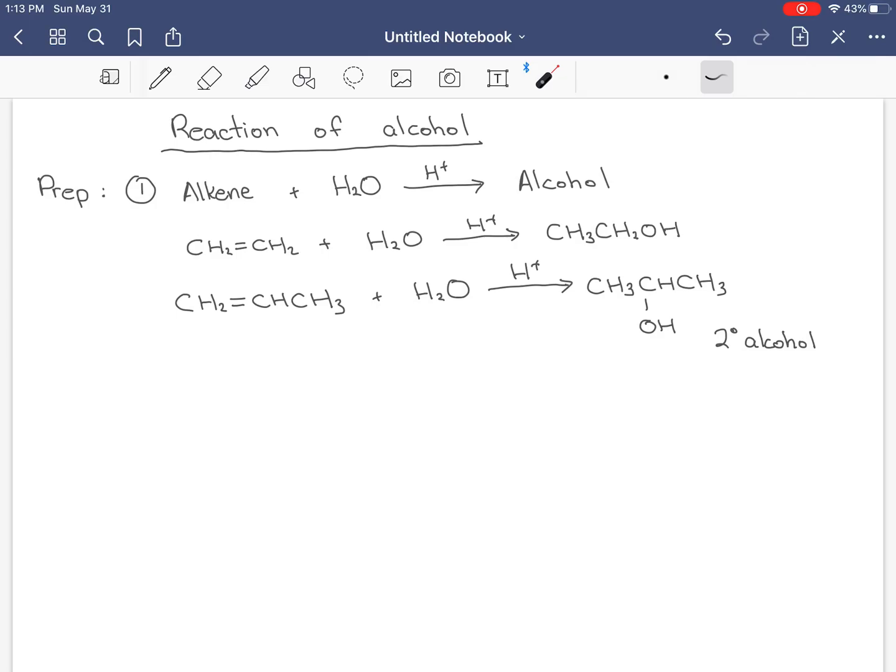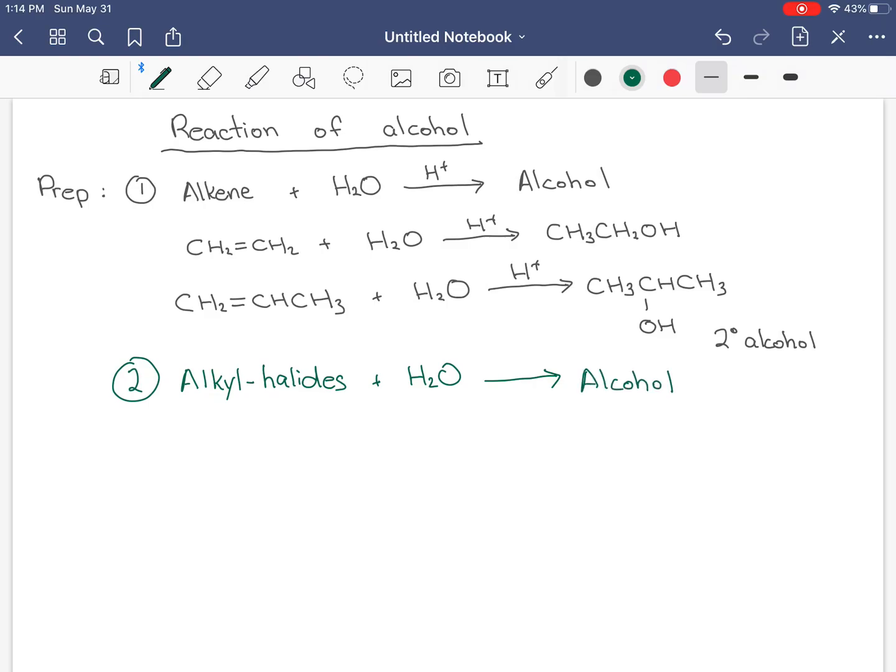The only way you can get a primary alcohol is through another reaction. Let's call this reaction 2. Okay, in this case, nope, you are not going to use an alkene, because alkene is not going to work. You're going to use an alkyl halide. Let me just do an alkyl halide first. I want to save the next one for something a little bit more complicated. So if you take an alkyl halide and you react that with water, what you're going to get is an alcohol. Simple enough, right?